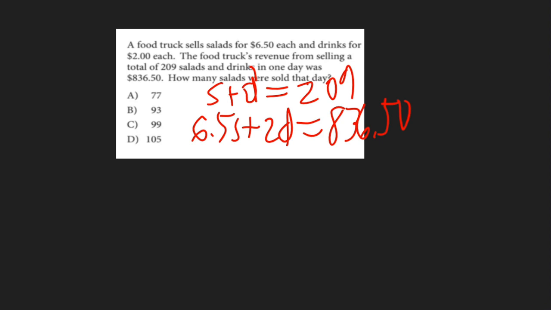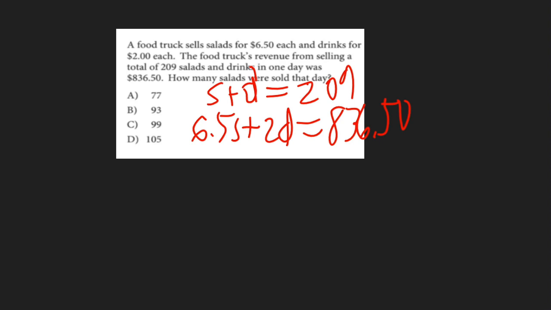Now we have two equations to solve for. One is saying, again to re-emphasize, the total number of salads and drinks is 209. The other is saying it's $6.50 per salad, so you have to do 6.5 times S to find the total price of salads. $2 per drink, so 2 times D to find the total price for the drinks. Add them together to the total price, net price, which is 836.5.